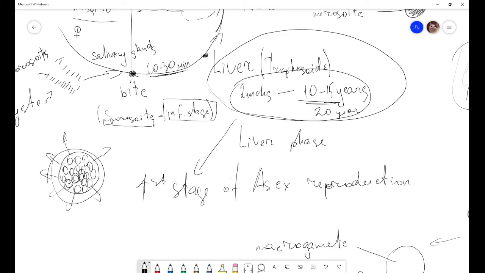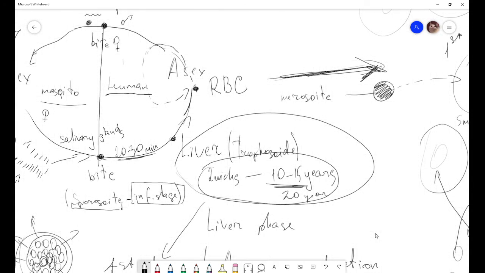What's the next? The period from the entry of sporozoites into the liver until merozoites invade the red blood cells is called the preparent period, or the parasitic incubation period. Okay, and we must go to the next stage, and I must remind you that this is the asexual stage of this life cycle.